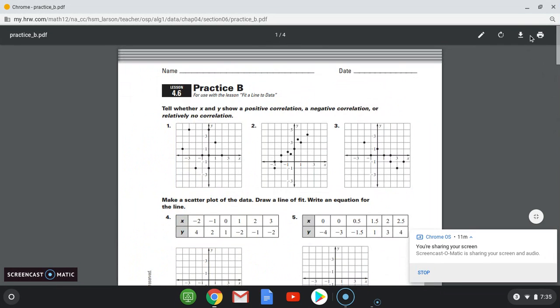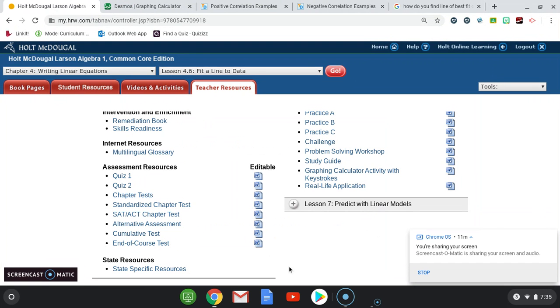Everybody have a good day and have a nice weekend. Please make sure that you submit the worksheet, at least in your notebook. You can actually write the equation of the line in your notebook if you want to, whatever you want to do.